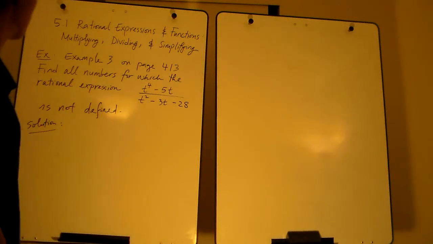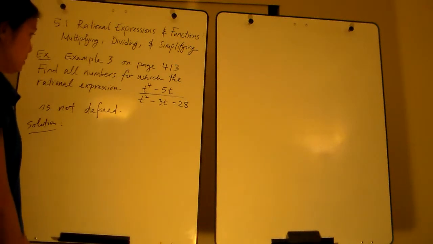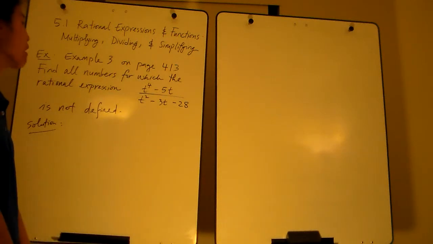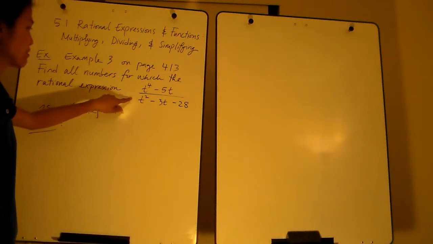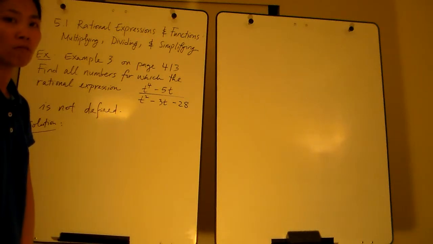Example 3 on page 413. Find all numbers for which the rational expression is not defined. So we need to find what t will make this rational expression undefined. Now, this rational expression is undefined when the denominator t squared minus 3t minus 28 is equal to 0.